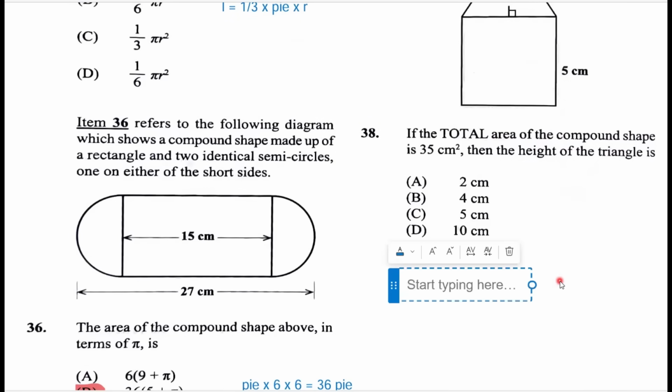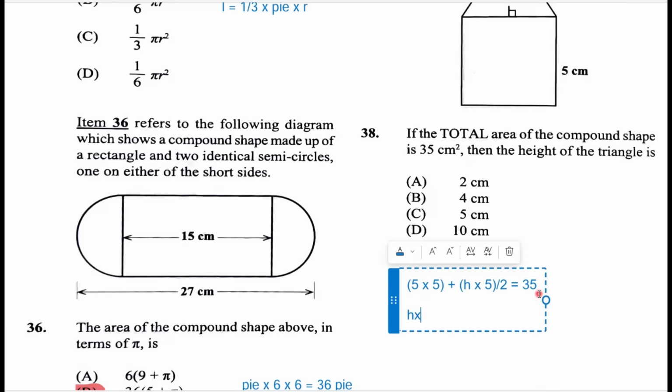So total area, that's what? 5 by 5 is the area of the square, plus height by base on 2. The height we do not know. The base, where it's resting on, will also be 5. Divided by 2, all that will give you 35. So 5 5s are 25. 25 from 35 will be 10.